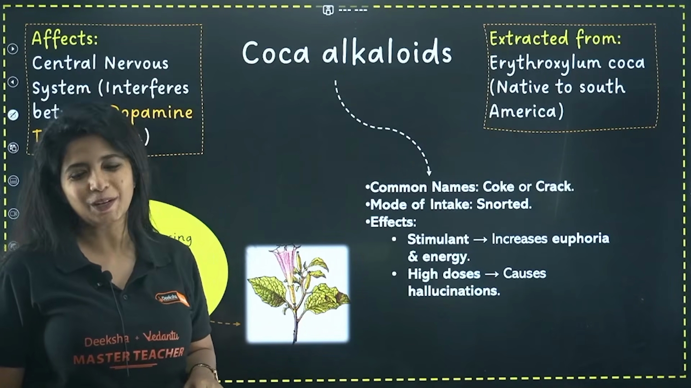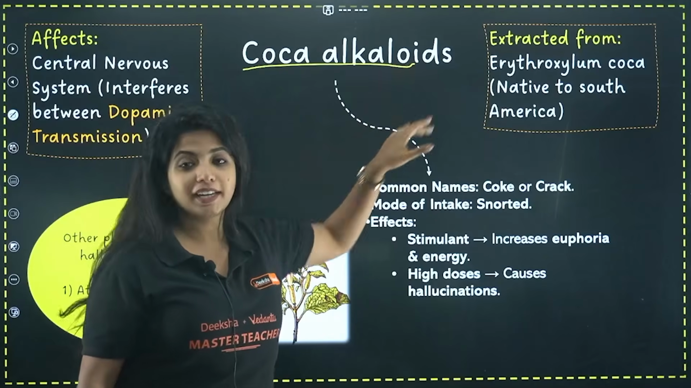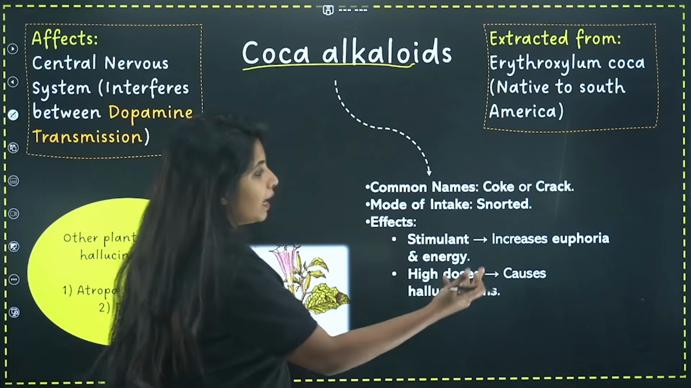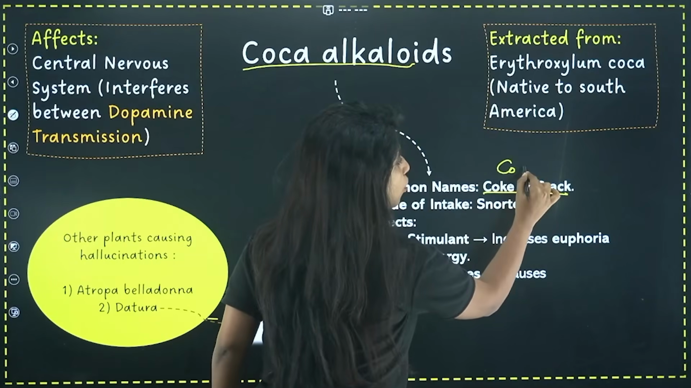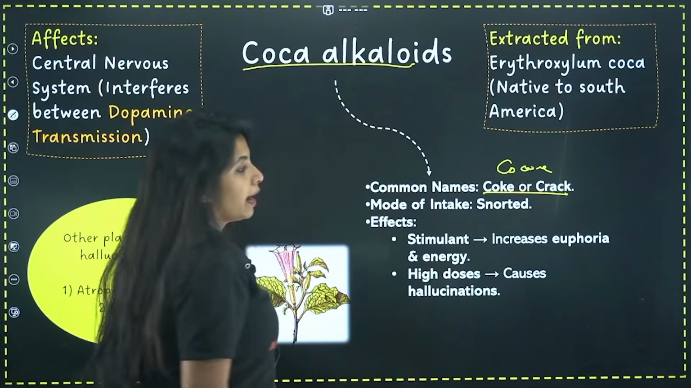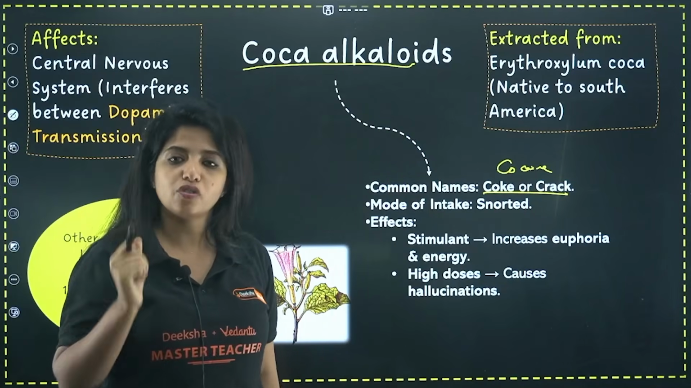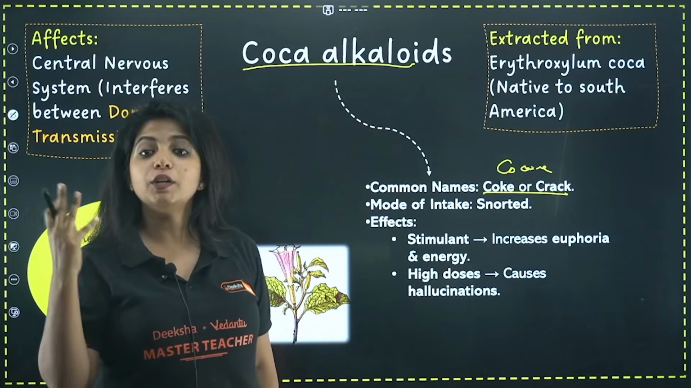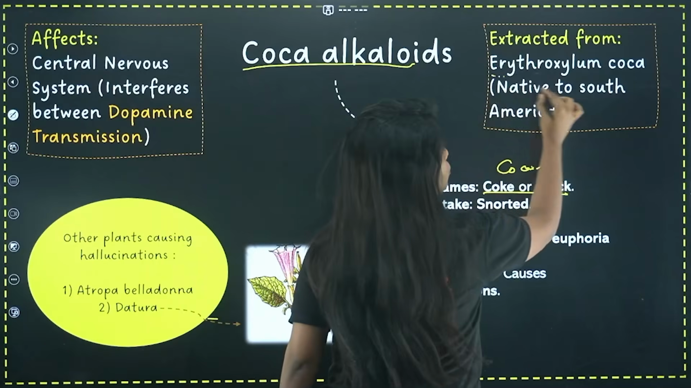Done? Cool. So cannabis sativa, the leaf, the cardiovascular system, and now we go to the next group of drugs, which are coca alkaloids. Coca alkaloids, my dear children, under that comes your cocaine. Cocaine is also known as coke or crack. The mode of intake is again snorting itself. And now, where do you get it from? You get it from Erythroxylum coca.